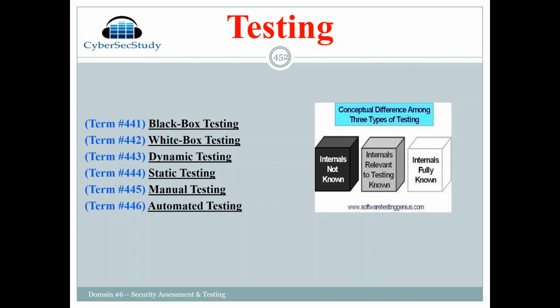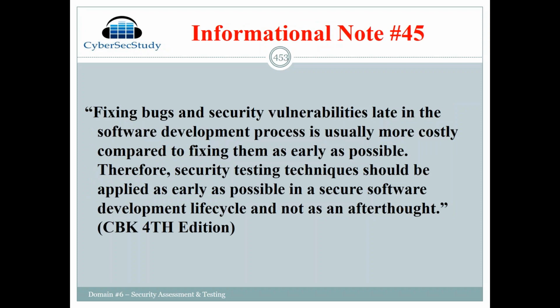White box testing takes the internal system details, such as the source code, into account. With dynamic testing, the system under test is executed and its behavior is observed. Static testing techniques analyze a system without executing the system. In manual testing, the test scenario is guided by a human, and then automated test scenarios are executed by specialized applications. Fixing bugs and security vulnerabilities late in the software development process is always costly, not very effective. You always want to start testing your applications or identifying bugs as early on as possible.